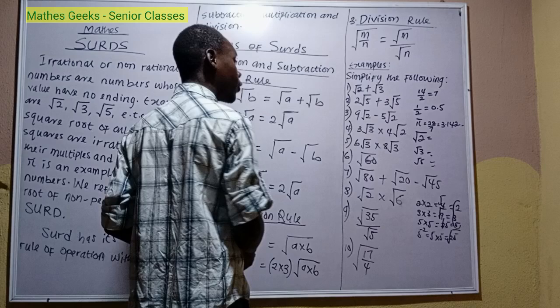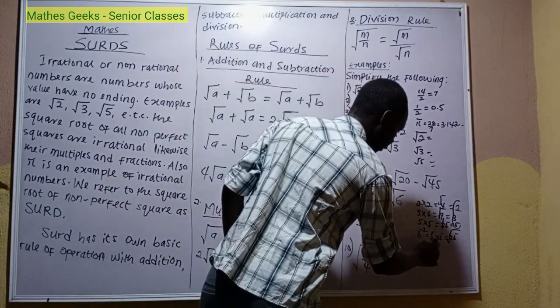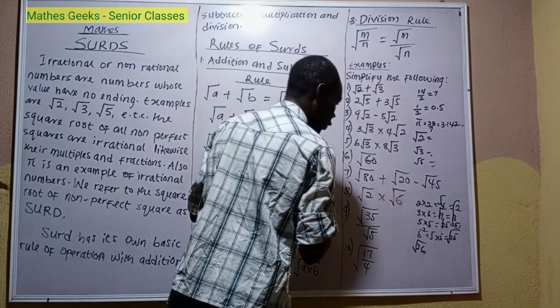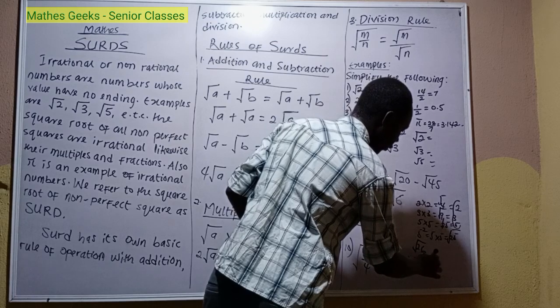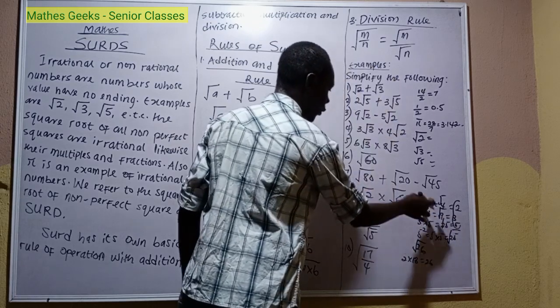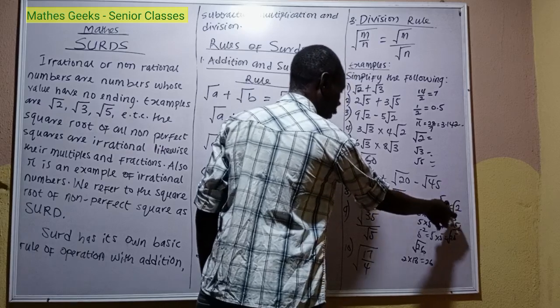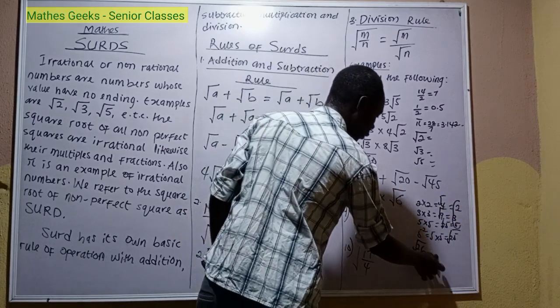On the other hand, consider the square root of non-perfect squares. If you have 26, it is not a perfect square because no number multiplied by itself gives us 26. Rather, you have 2 times 13 to give us 26. Unlike when 2 times 2, or 3 multiplied by itself, gives us 9, and the square root of 9 gives us 3. Since no number multiplied by itself gives us 26, this is a non-perfect square.